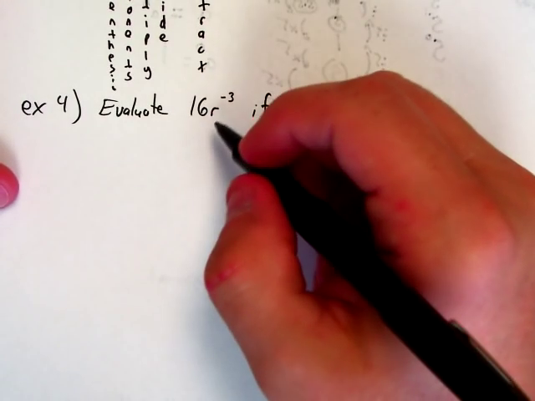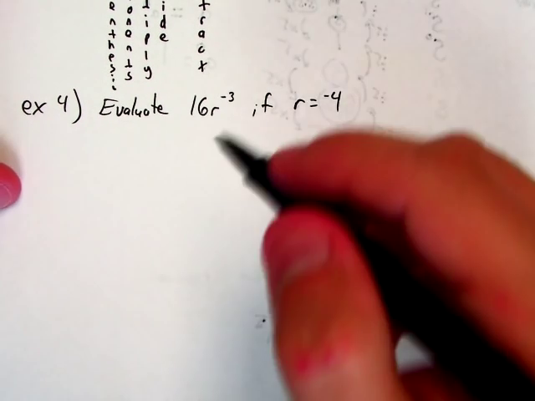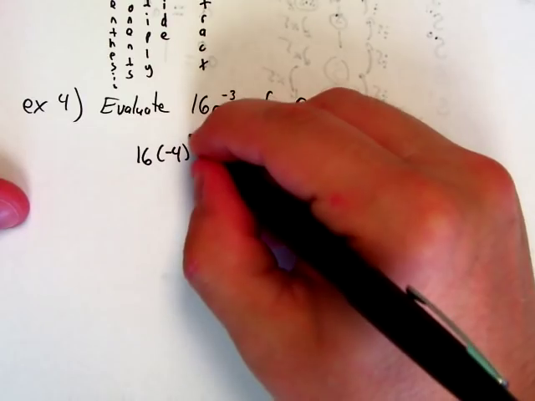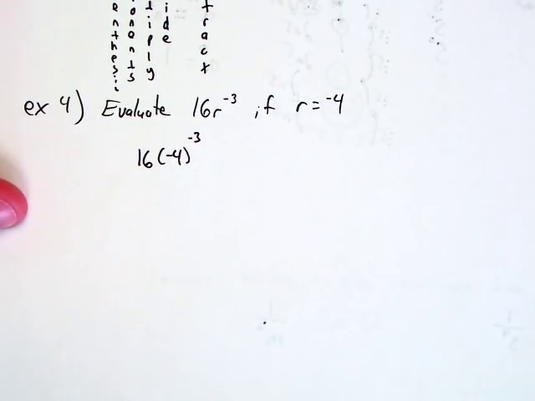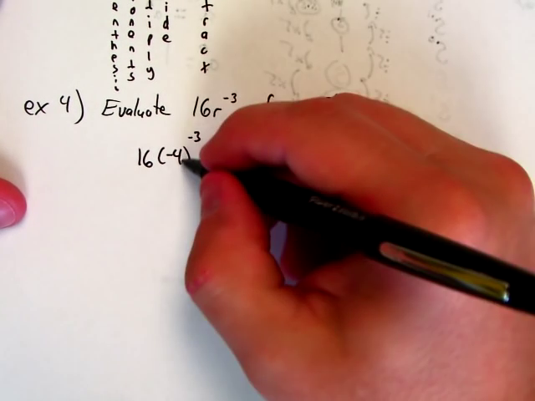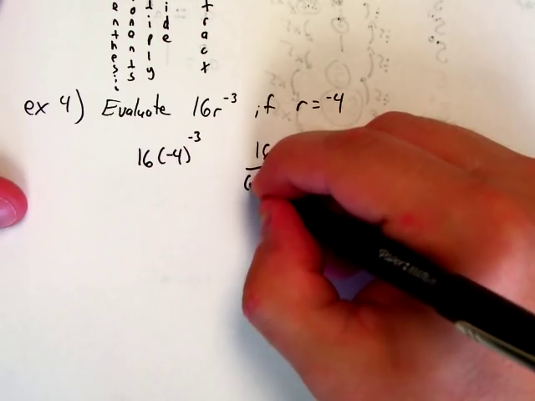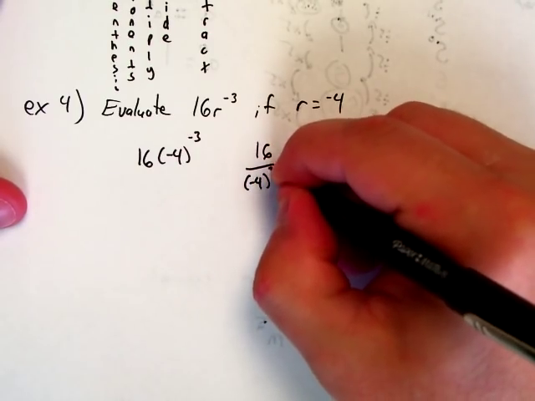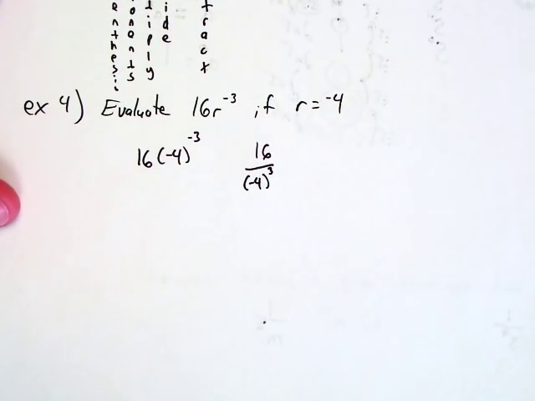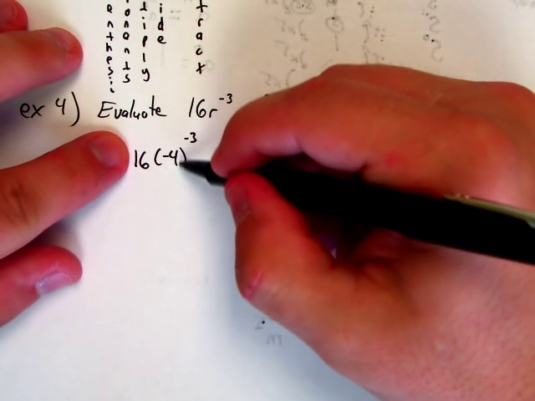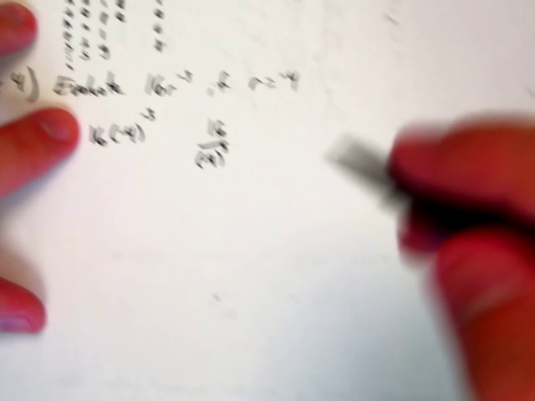So, evaluate 16r to the negative third if r is negative 4. So this really becomes this. Evaluating the exponents first, this really becomes that. The 16 is not attached to the exponent. The exponent only deals with the number that's in the parentheses.